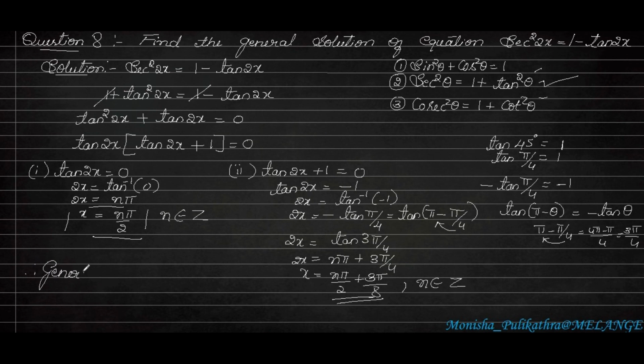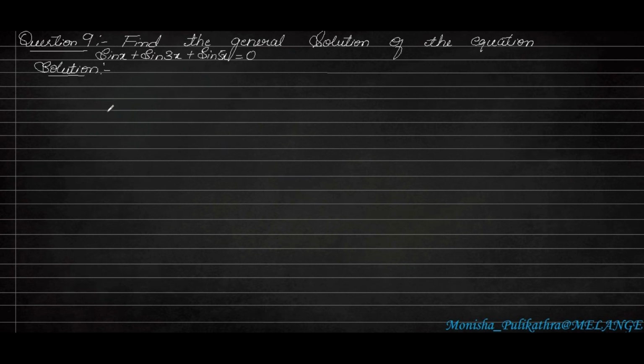General solutions. General solution is, first one is x is equal to n pi by 2, and second one is n pi by 2 plus 3 pi by 8. So where n always belongs to real number. I hope you understood this. Let us move on to the last question of this session.